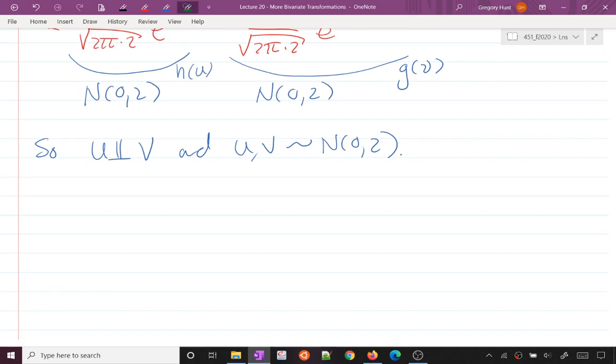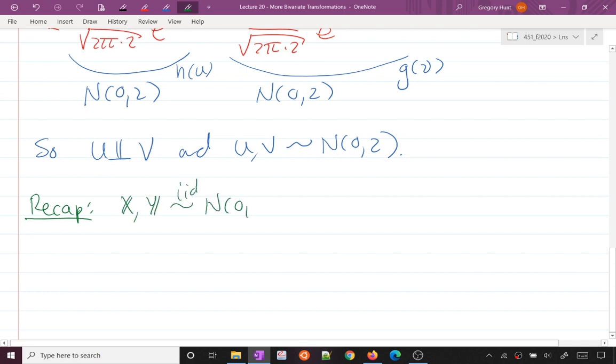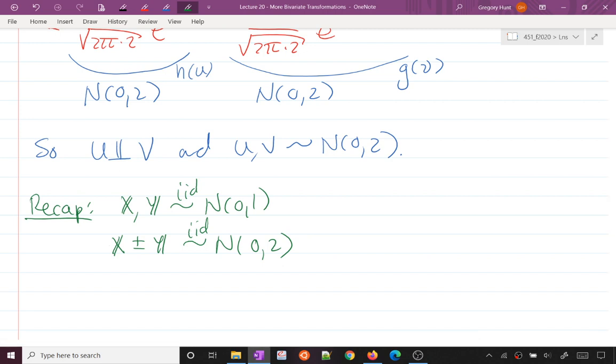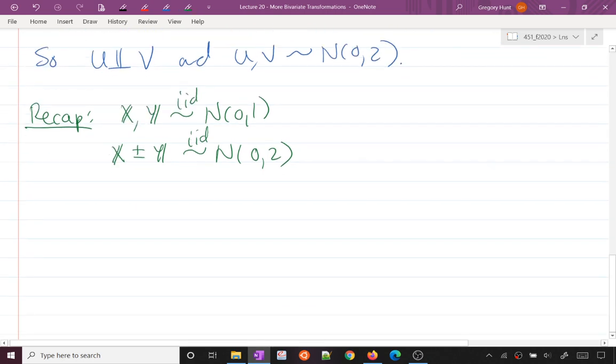So the recap on this example, kind of a theorem we've proved, is that if I have x and y that are IID normal 0-1, then x plus or minus y is normal 0-2. That is, x plus y and x minus y, or u and v, are independent, and they are identically distributed following a normal 0-2. So that's a cute little example.